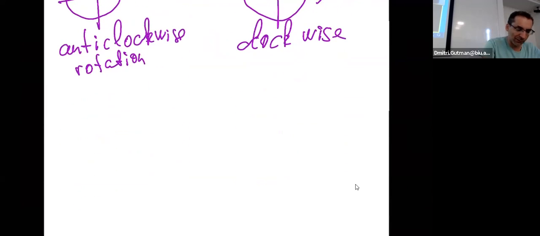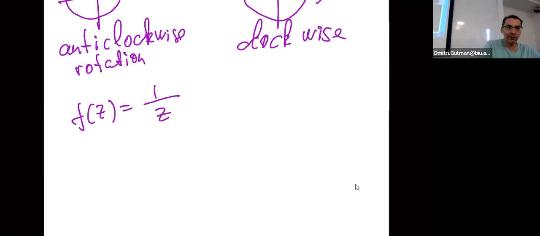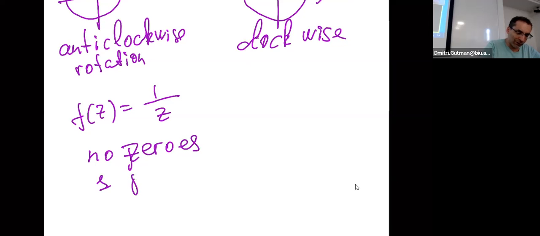So just let me give you another example. Let me take something simpler: f of z equal to 1 over z. That function will do exactly the same. There are no zeros, and one pole of degree 1.